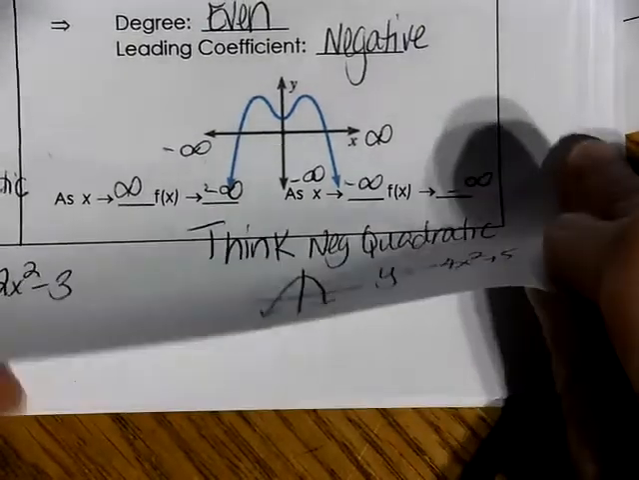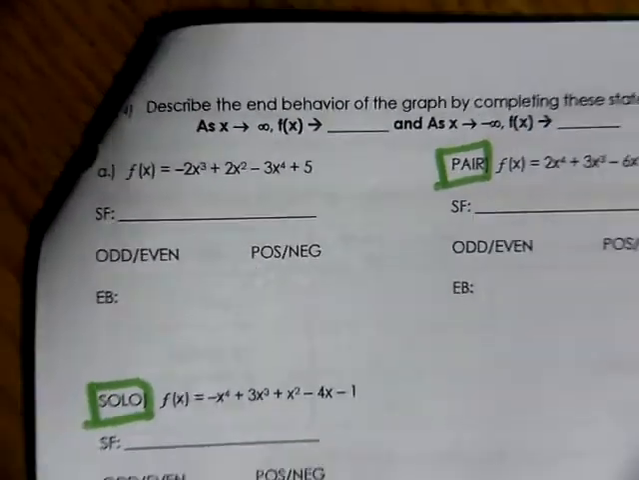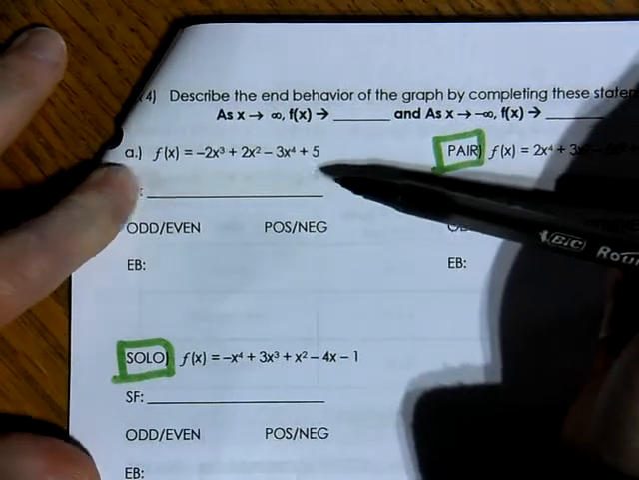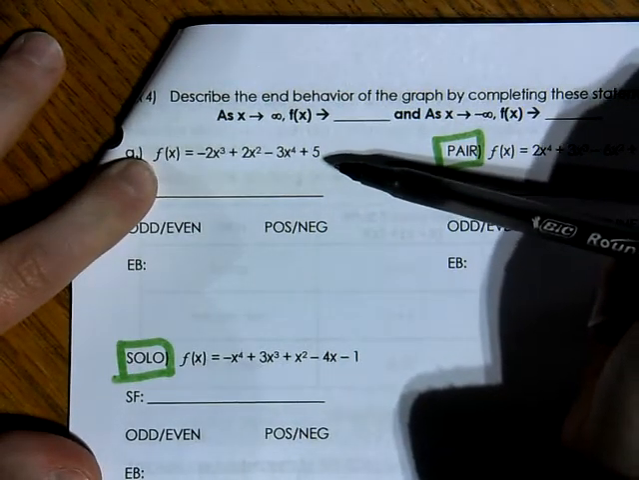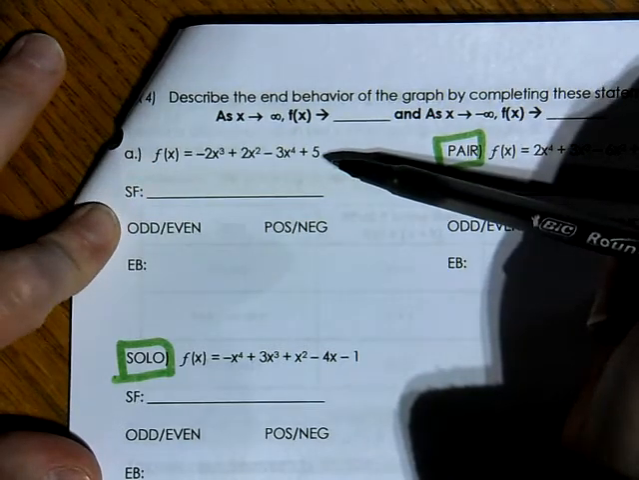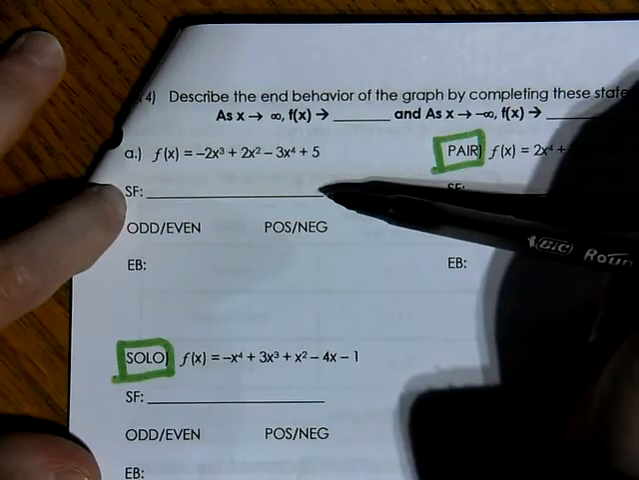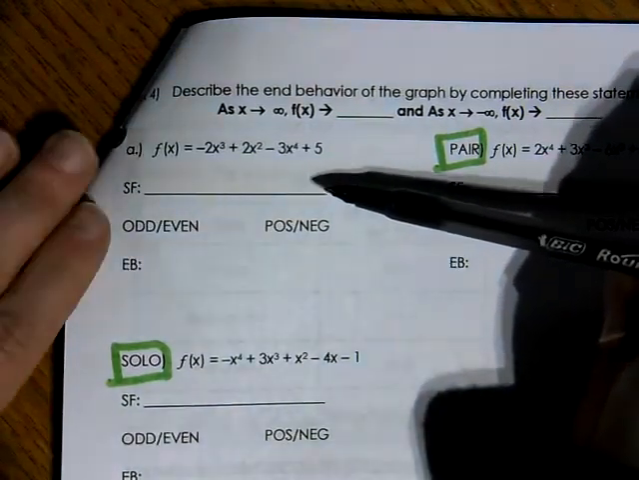All right, let's go ahead and flip the page and practice without graphing. Describe what the end behavior of the graph is by completing these statements. So looking at our first example, we have f of x is equal to negative 2x cubed plus 2x squared minus 3x to the 4th power plus 5. So the first thing we want to do is SF, which means standard form. Rewrite it in standard form if necessary.